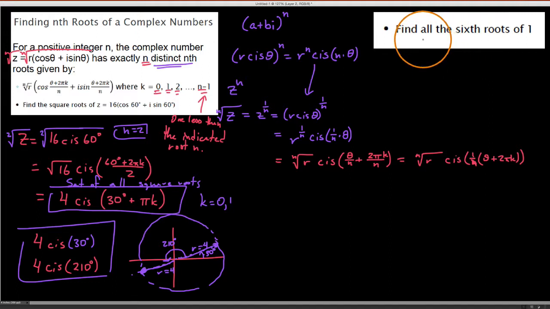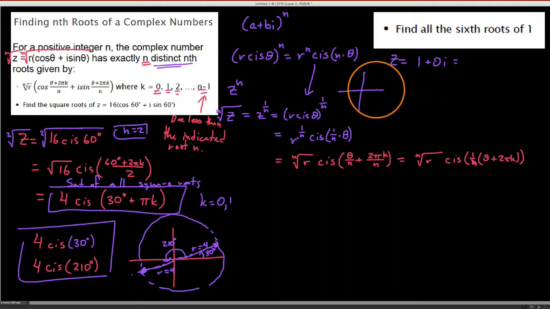It says find all 6 roots of 1, which means I've got to get 6 different answers for this thing. The key here lies in the fact that this 1 right here can be interpreted as being 1 plus 0i, which means we can actually write this in trig form. As a matter of fact, I don't even have to go through my normal processes to find this in trig form.